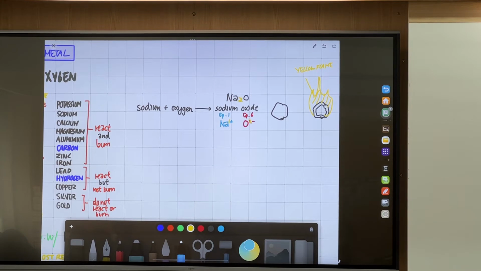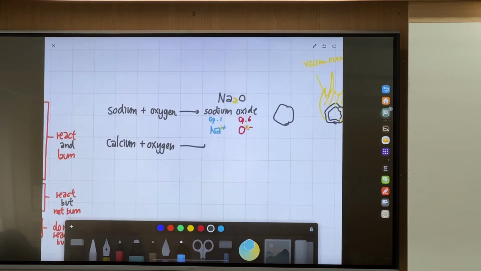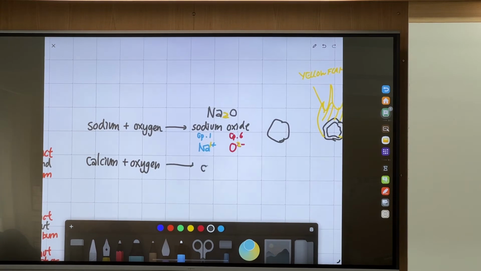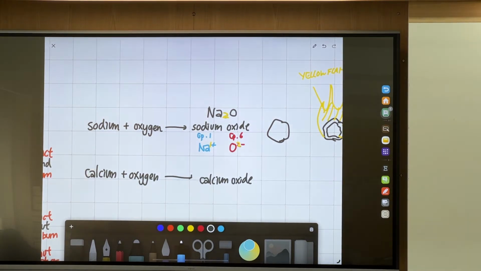So you may also write down that equation because that's what I'm going to ask you next. When calcium reacts with oxygen, what is the name and the formula of the compound? If sodium reacts with oxygen to form sodium oxide, what do you think calcium reacts with oxygen to give? Calcium oxide. Now that I give you the group number, can you use the group number to determine the charge? If calcium is from group 2, oxygen is from group 6, yes, CaO.